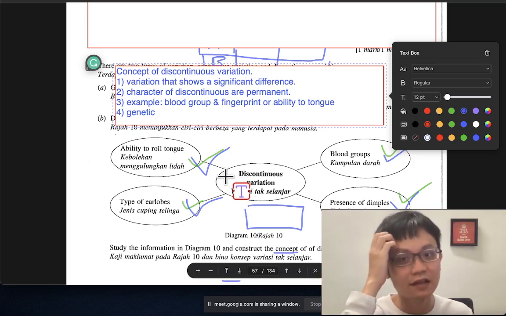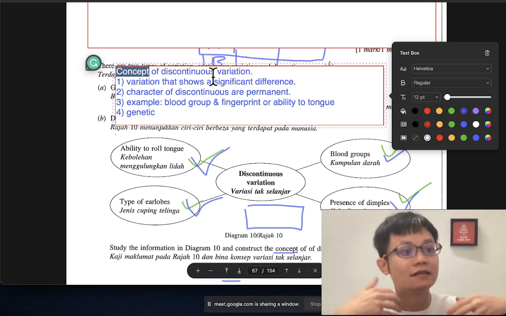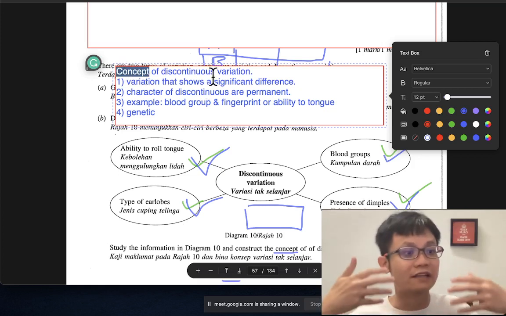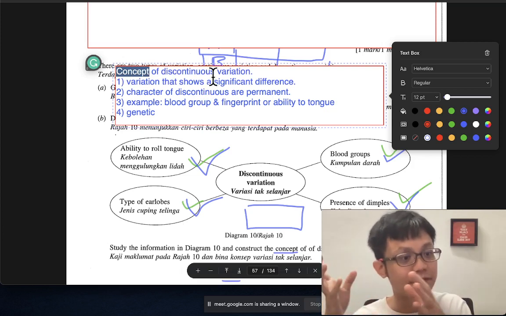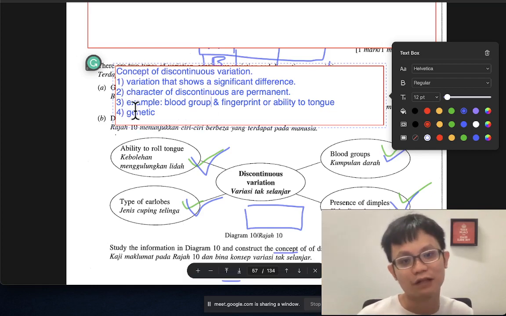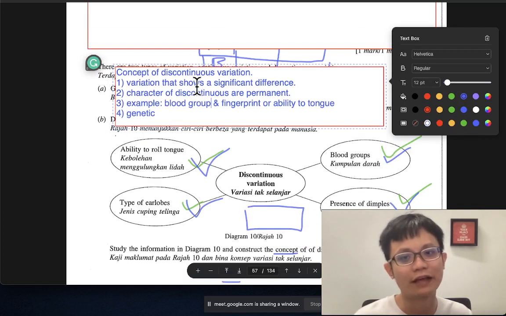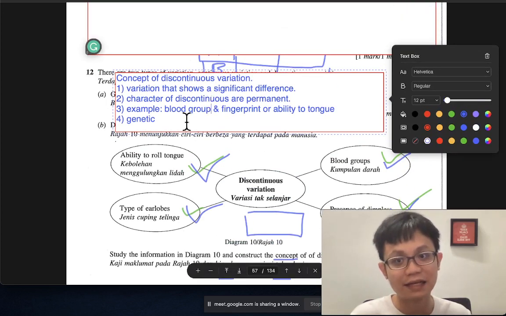That is the definition. But concept means something that is more. You want to explain more. So concept is more than definition. It explains more. So of course I just type a shortcut. I don't want to type because it's 6 marks. So of course for 6 marks you don't type like that. You need to explain more. So maybe we can say the concept of continuous variation.